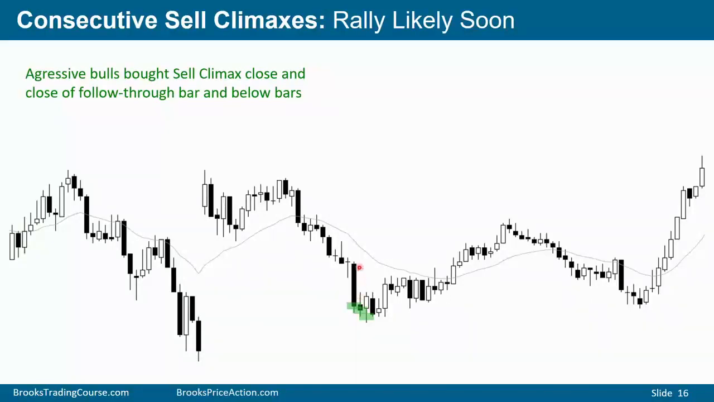Bulls know what's going on. They see the biggest bear bar, 20 or more bars into a bear trend, and they see the higher low, and they see the follow-through bar. They know it's a sell signal. However, they also see consecutive sell climaxes.